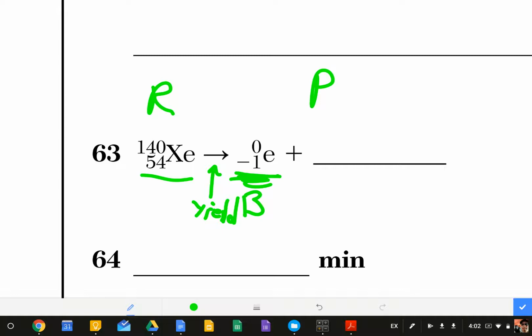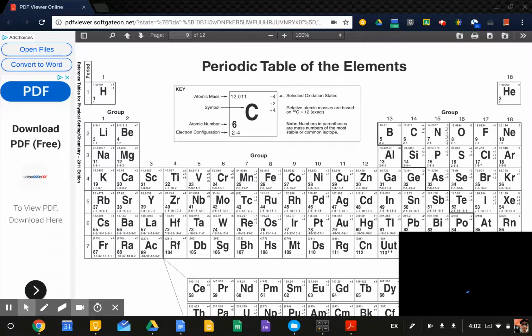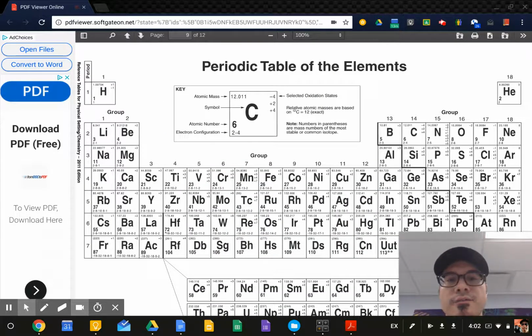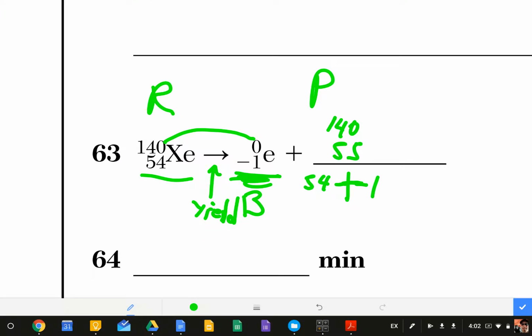So let's do it. Let's subtract the mass first. So 140 minus 0, the missing mass is 140. 54 minus -1, be careful, 54 minus -1 is really 54 plus 1, which is 55. And now, one last step, we have to figure out what element 55 is. And I spy radioactive cesium 140. So cesium.